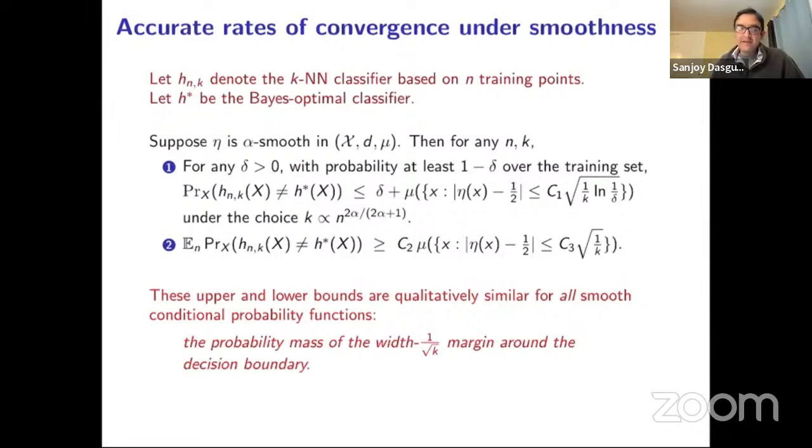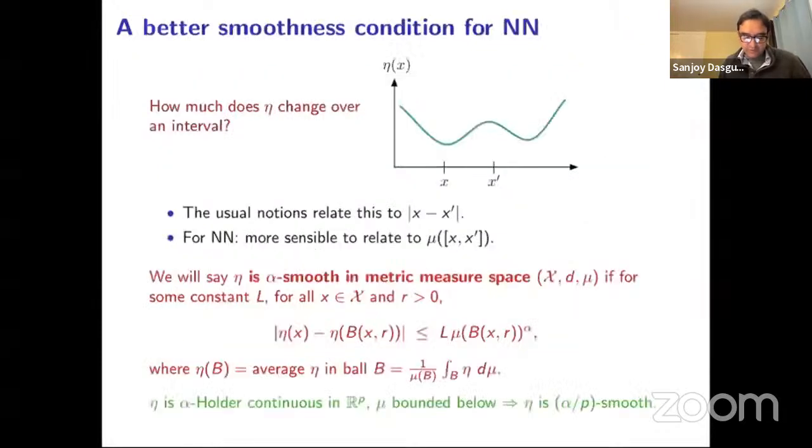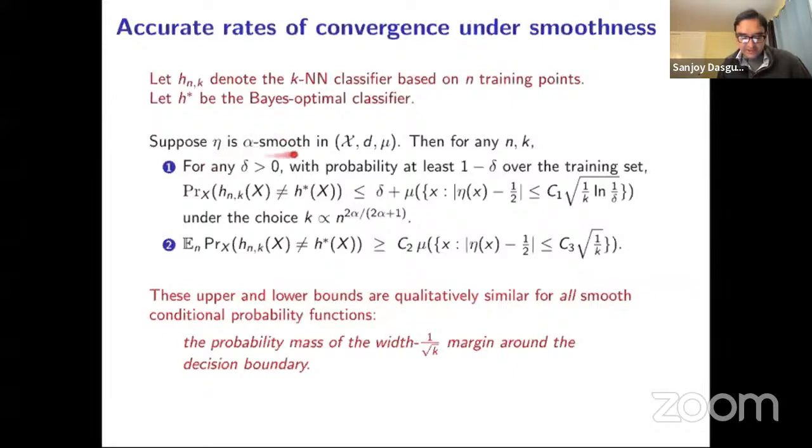Okay, so let me just give a very quick, 10-second summary of the last 3 or 4 slides. We introduced a new smoothness condition. And under that smoothness condition on the conditional probability function, you can actually give tight rates of convergence that are tight for the specific distribution. And in fact, the rate is something very simple. The probability of error is basically the probability mass of points whose bias is a half plus or minus 1 over square root k. That's the probability of error. And there are upper and lower bounds of that form.